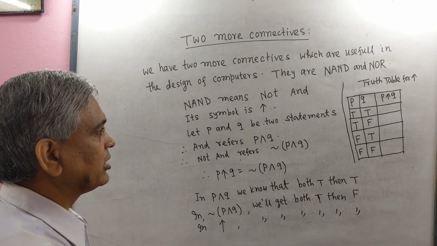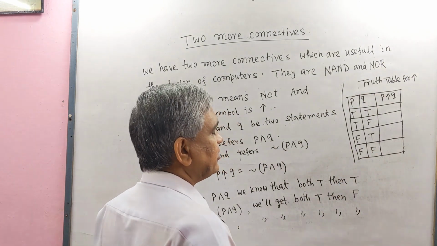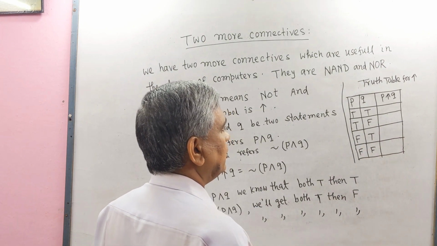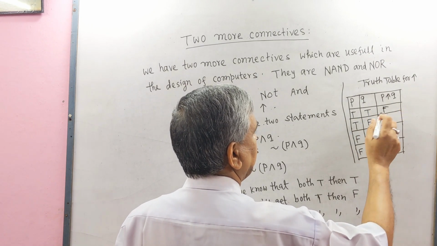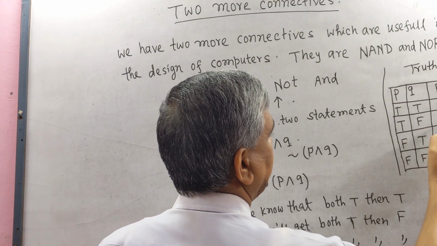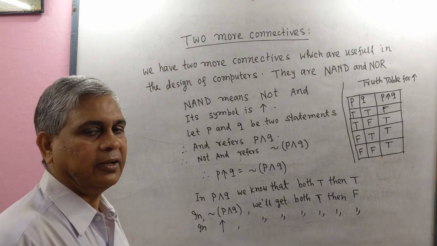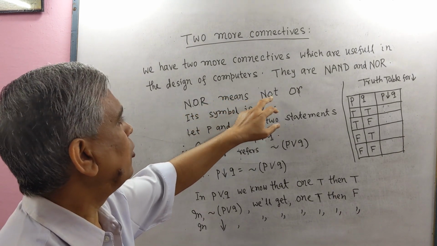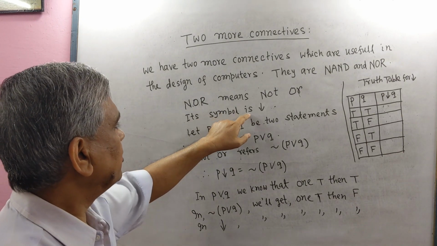We will make the truth table for NAND. Here P and Q are two statements. Their truth values are TT, TF, FT, FF. So both T gives F here. Here 1 T, here 1 T, here no T, so here will be T. This is the truth table for NAND. NOR means not or. Its symbol is a downward arrow.